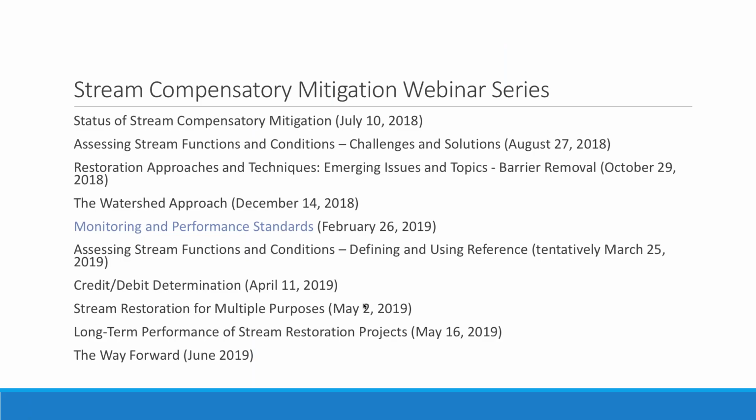So we have a really great lineup of webinars for this series. We kicked off the series in July with a discussion of the status of stream compensatory mitigation. We've had webinars on assessing stream functions and conditions, on barrier removal and the watershed approach. And we have a really busy spring coming up with this series. We'll have webinars on defining and using reference, credit debit determination, stream restoration for multiple purposes, as well as a webinar on long-term performance of stream compensation sites and restoration sites. And then we'll finish up in June with a concluding webinar. So I hope you can join us for those.